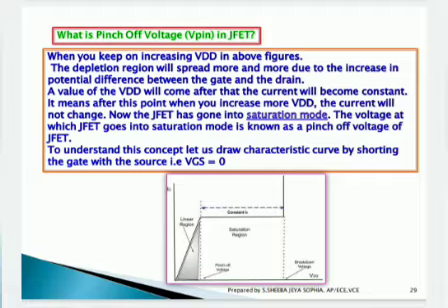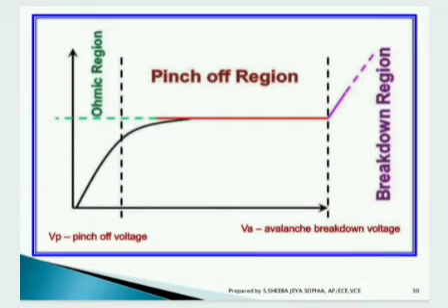To understand this concept, here we are drawing this characteristic curve by shorting the gate with the source, that is VGS is equal to 0 volt. You can see the constant point obtained here clearly in a straight line. This is said to be the pinch-off voltage. And this is the clear diagram of the three regions depicted, such as the ohmic region, which is the region before we reach the saturation point, and the breakdown region. This is the region after the saturation point, and the saturation point is said to be the pinch-off region.